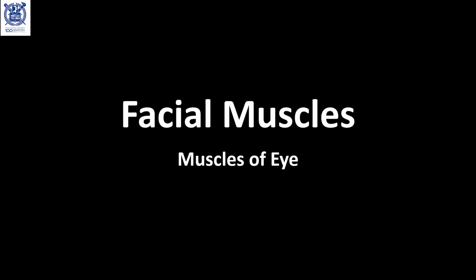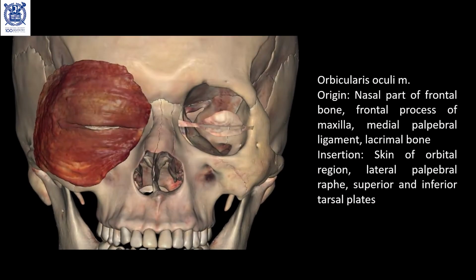Next, we are moving on to the muscles of the eye. Orbicularis oculi muscle. It has three parts. Overall, this muscle arises from the nasal part of the frontal bone and from the frontal process of the maxilla in front of the lacrimal groove, and from the anterior surface and borders of the short fibrous band, the medial palpebral ligament, and the lacrimal bone. It inserts at the skin of the orbital region, lateral palpebral raphe, and superior and inferior tarsal plates.